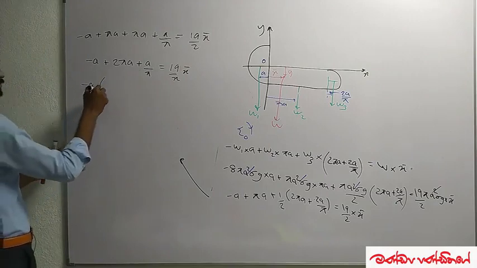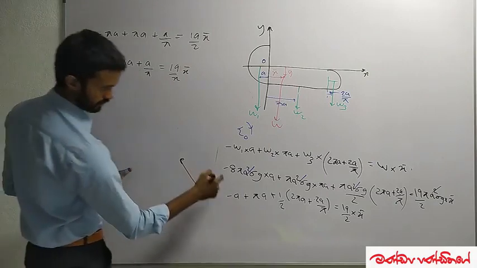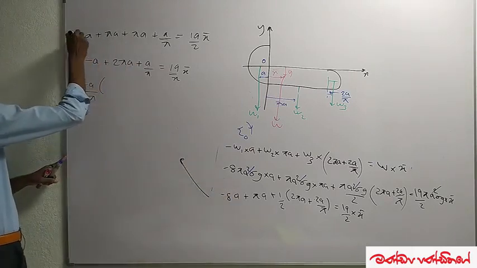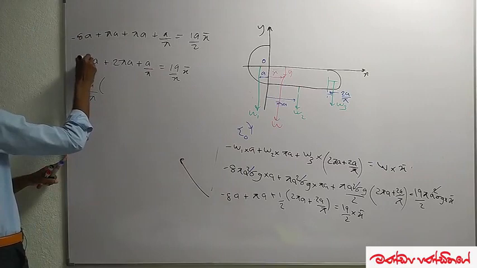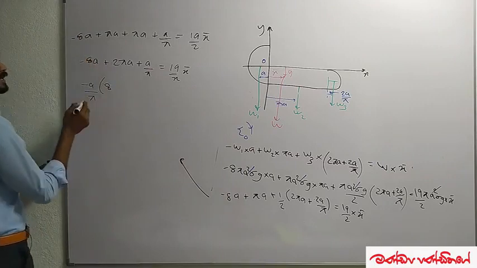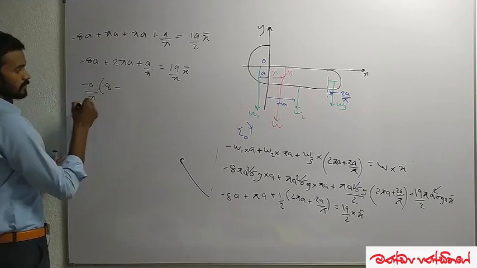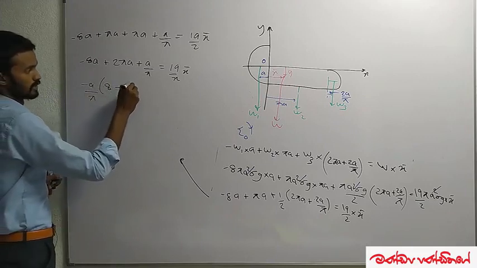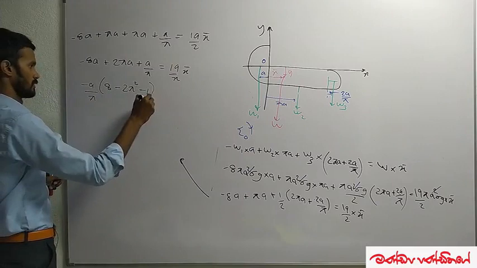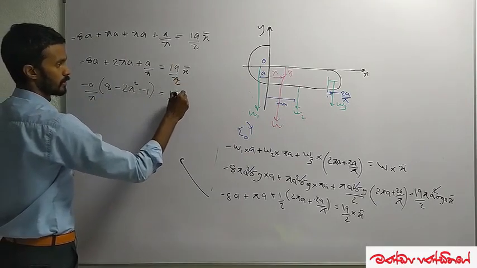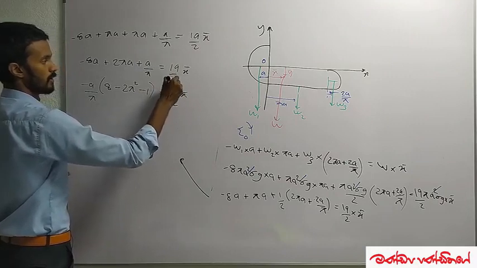And I'm taking minus a over phi out, and I get this one is, there was the minus, there was no phi, so this is 8, right? Sorry, I just missed it. Minus 8. So this is plus 8. I took minus out, which means this is minus. And minus I took over phi, so this gives us 2 phi squared. This is minus 1 equals 19 over 2 x bar.